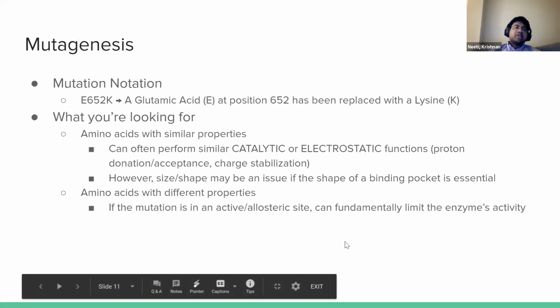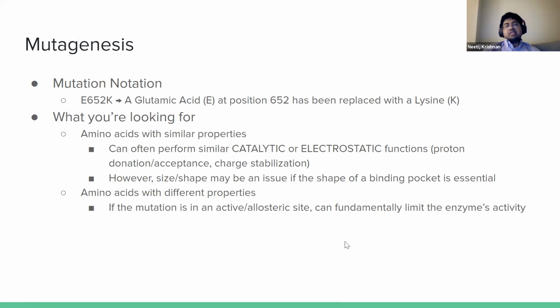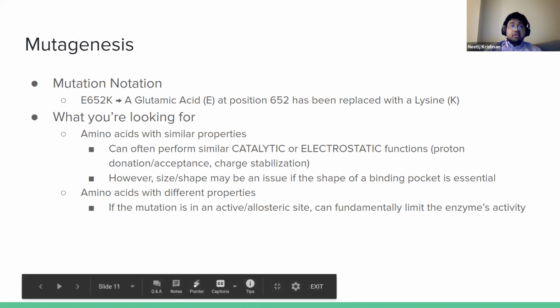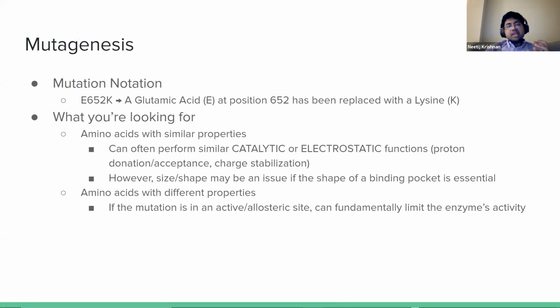Okay, there's another experimental strategy called mutagenesis, sometimes called site-directed mutagenesis. The mutation notation for a protein usually goes like this. It's a letter, a number, and then another letter. How to read that is, you've got your protein that has a whole bunch of amino acids in it. And if you have the E652K version of that protein, all that means is that at position 652, a glutamic acid, which is abbreviated as E, has been replaced with a lysine, which is abbreviated as K.